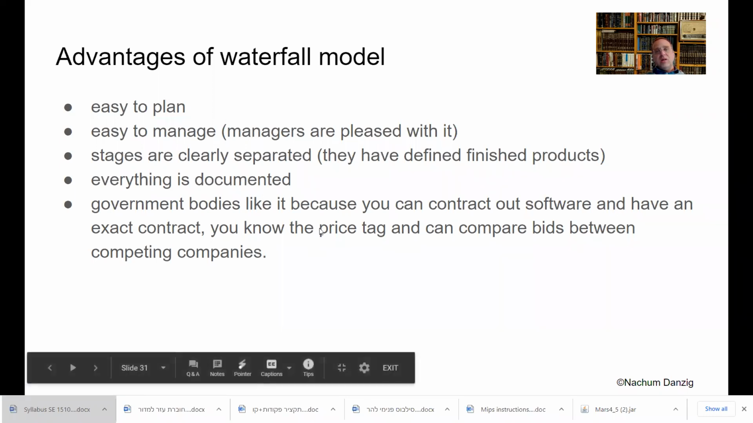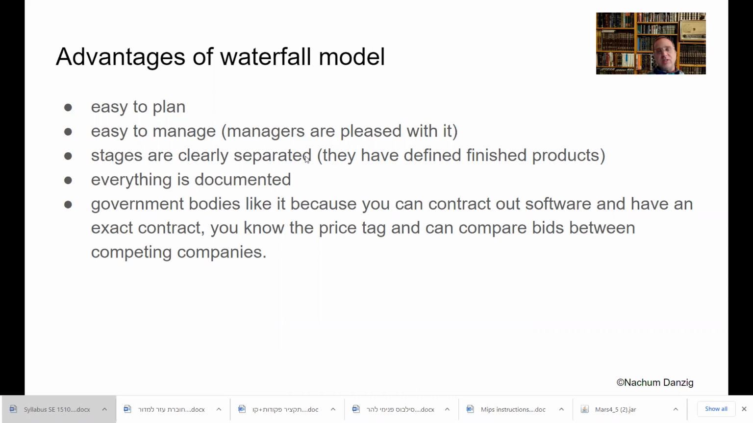Stages are clearly separated. They have finished products by each one, right? At the end of the first or second stage, you have these documents and these designs, and they're there. You can show that you're meeting your target dates. Everything is documented. We know exactly what we were supposed to do from the beginning. Nobody can say that we didn't do it right. We have it all written down.